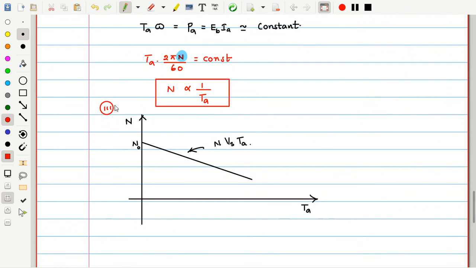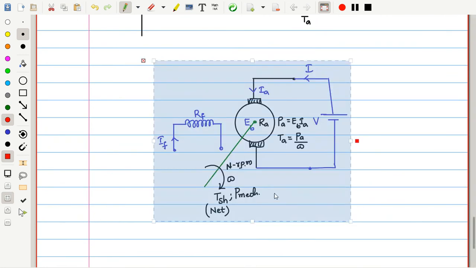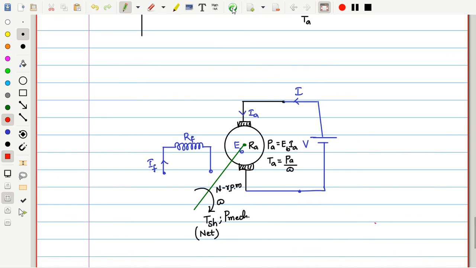Okay, now let us see the series excited DC motor. I will consider the same diagram that we saw previously. What I will change is, let me add the heading: series excited DC motor.